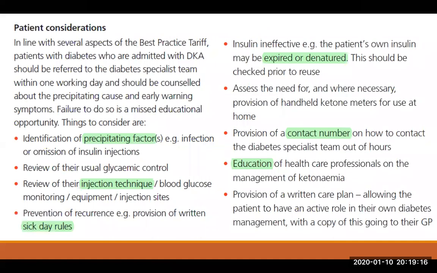And also patient consideration is very important. We must identify and treat the precipitating factor. And of course, we must revise the injection technique after stabilization of our patient and check that our patient already has blood glucose equipment. We must also check the injection site because this may lead to DKA. Every patient must know the sick day rule, and we must check insulin is effective and not expired. Every patient with type 1 or type 2 diabetes should have a specific number to contact his physician. And of course, education is one of the mandatory steps in management of diabetes.